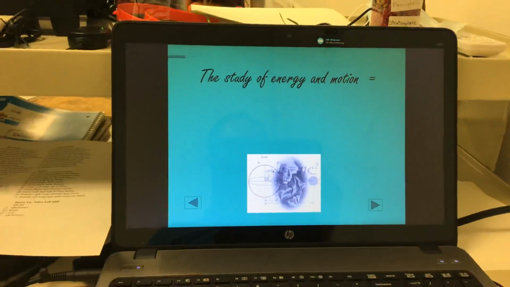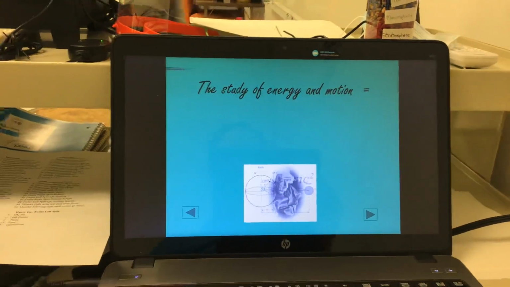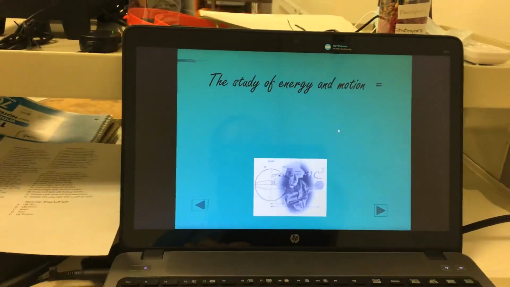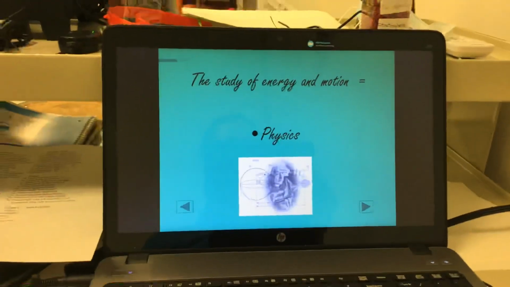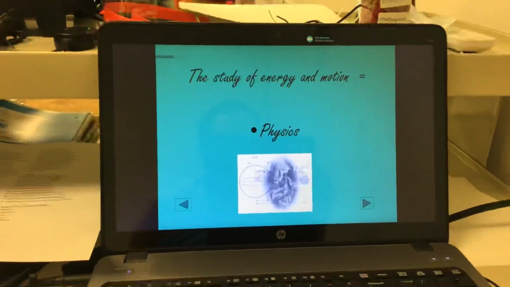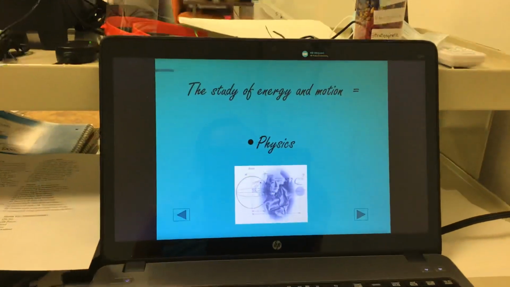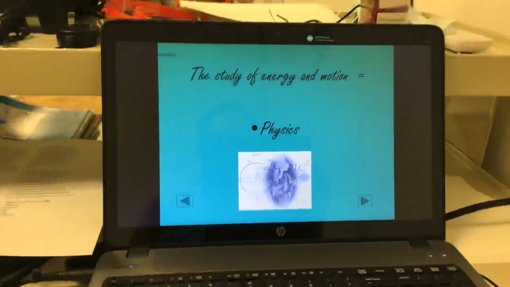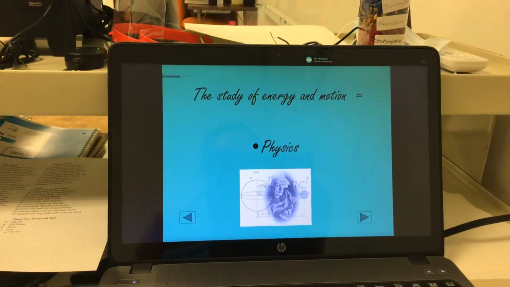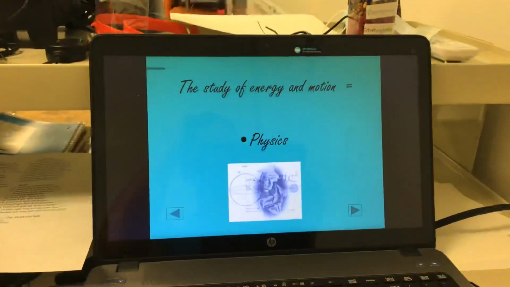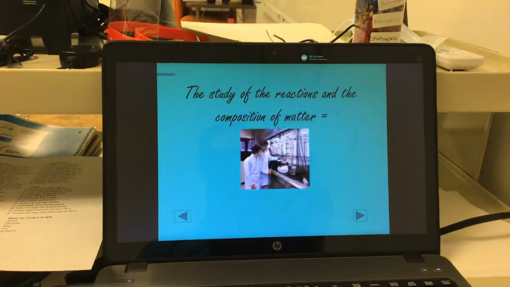The study of energy and motion. What do you think that is? Oh, good guess, but not quite. Physics. We're going to touch on that a little bit this spring, where we talk about gravity and force and energy, kinetic and potential energy, things like that. A lot of times there's a lot of math in physics, where you have to figure out the miles per hour and the force and work and things like that.